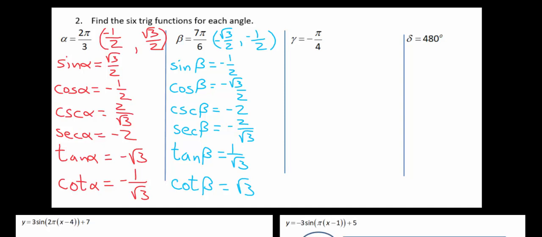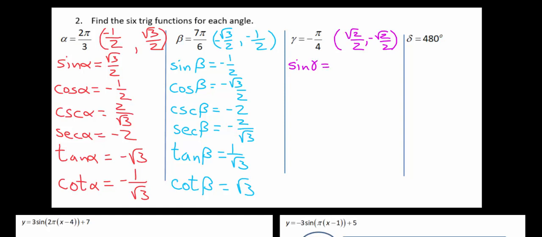Okay, the negative pi over 4. Now we know pi over 4 is associated with square root of 2 over 2, square root of 2 over 2. Negative pi over 4, okay, so that's a clockwise rotation, just 1/4 of a halfway around the circle, and that's going to mean in that quadrant the y's are negative. Okay, so here we go.